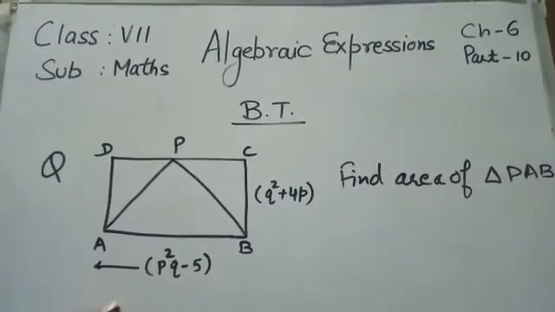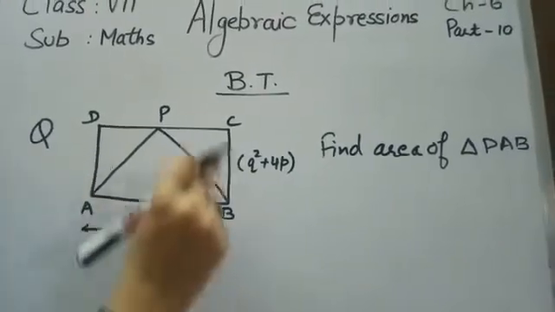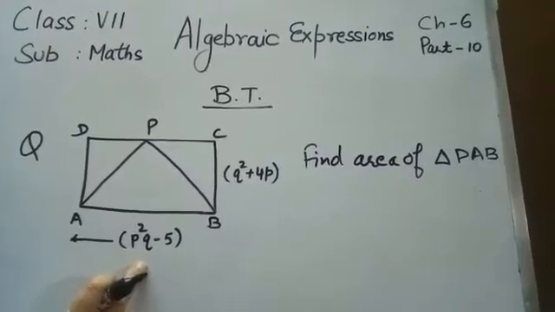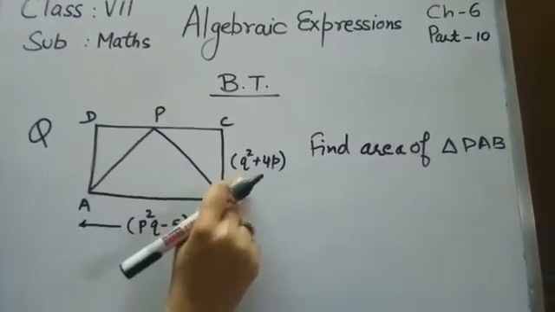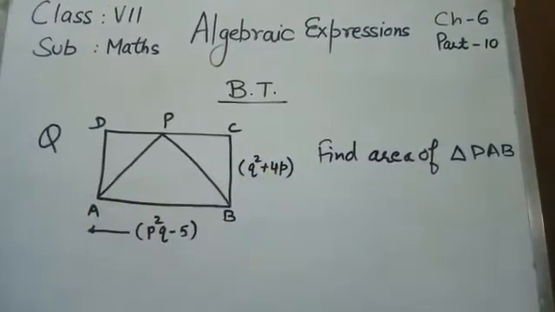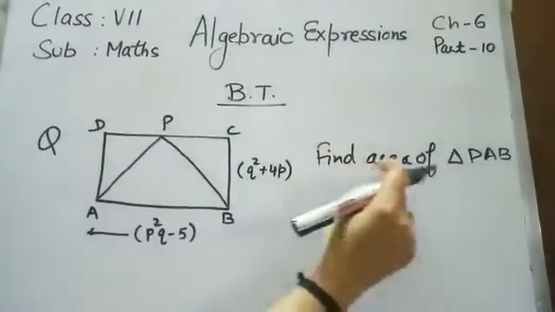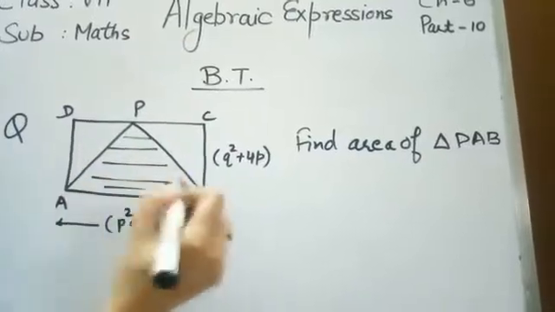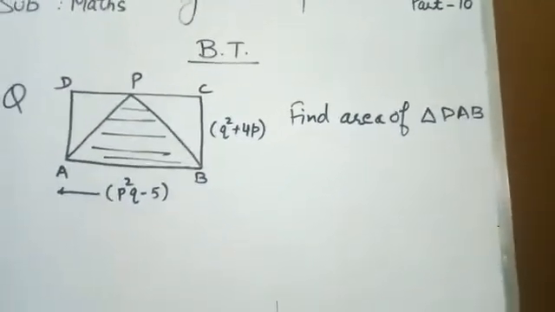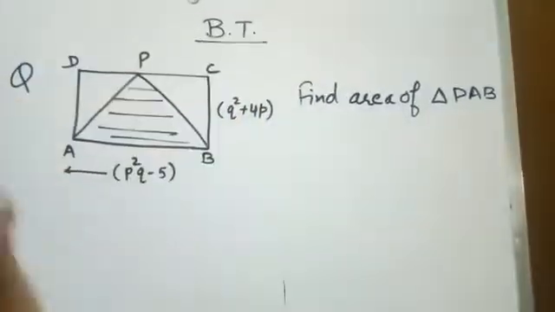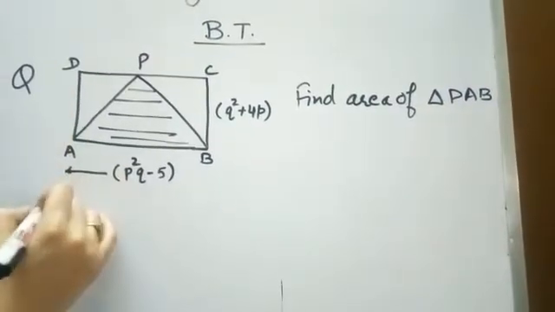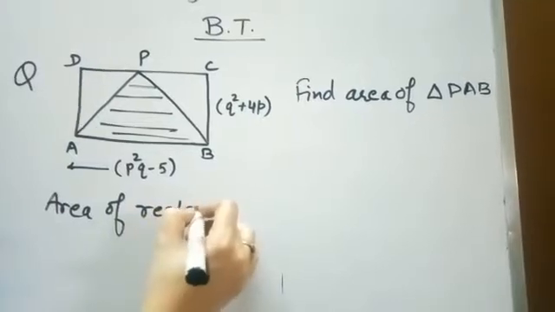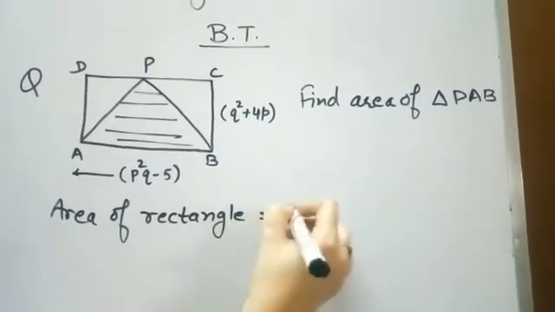The first question which I have written here: ABCD is a rectangle with the length p square q minus 5 square units and the breadth q square plus 4p units. You have to find the area of this triangle PAB. Now we have given the length and the breadth of the rectangle, so we can find out the area of the rectangle. As we all know, area of rectangle is length into breadth.